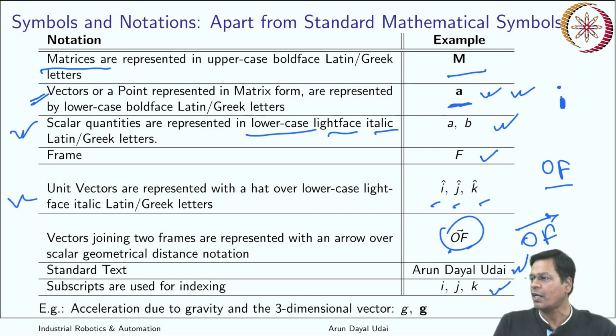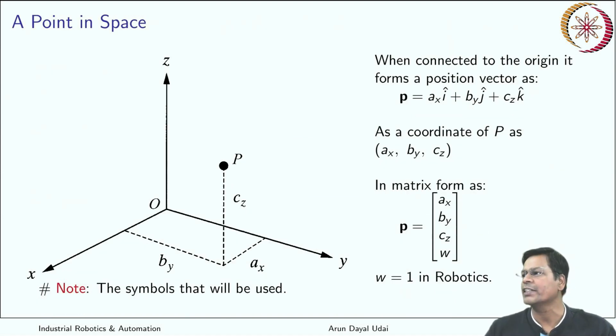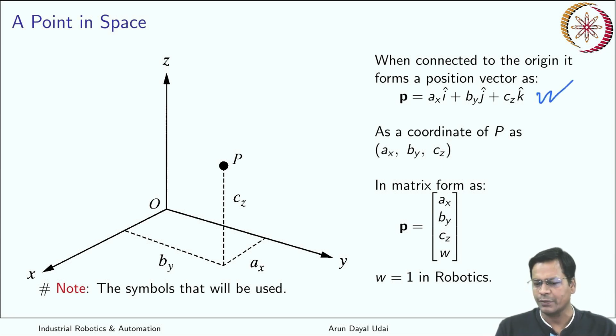Acceleration due to gravity, a three-dimensional vector, will be denoted by a small g, italic, not bold, and bold small letter g. That is a three-dimensional vector because vectors are bold here. So this is just a summary sheet that I will be following. Now let us move ahead. How can a point in space be defined? Now we are very much used to this. Position vector P, mind, I am using the same symbol, just now I have summarized it for you. So this is your vector.